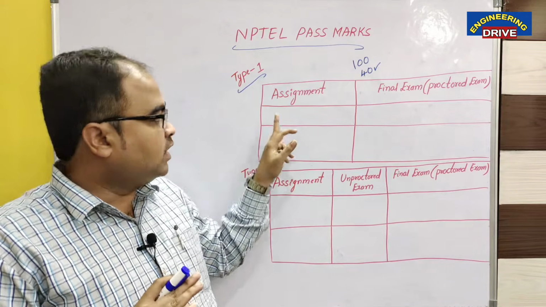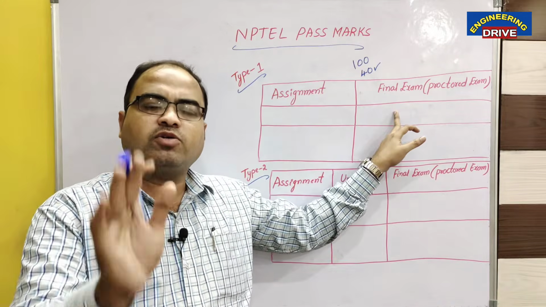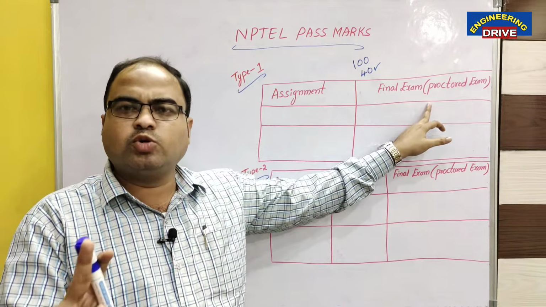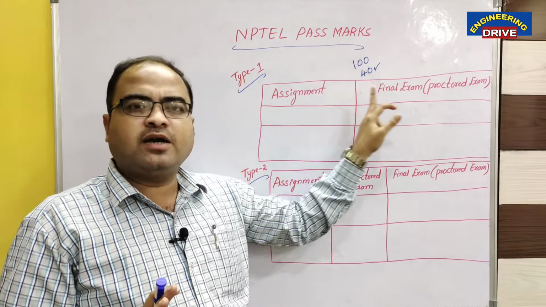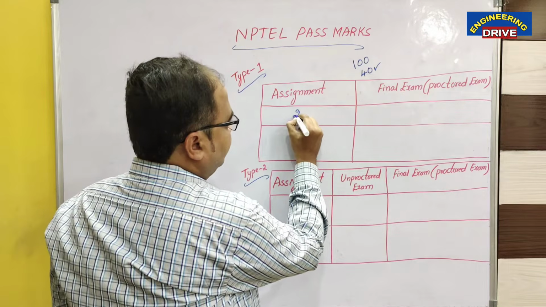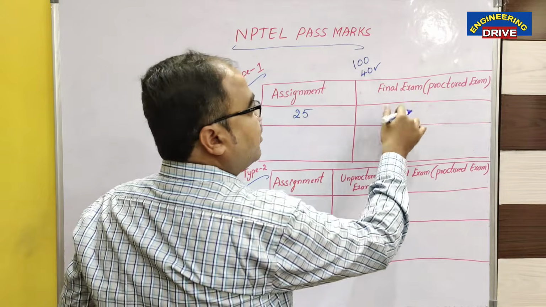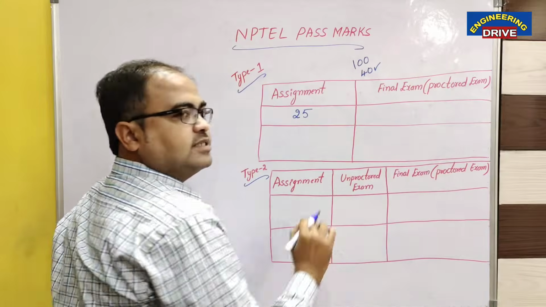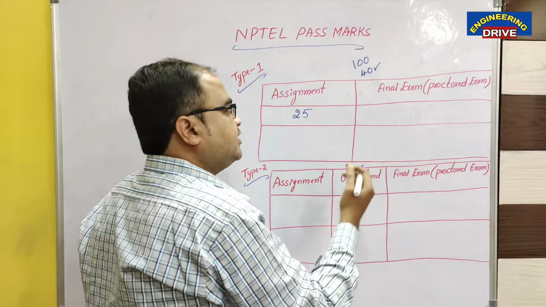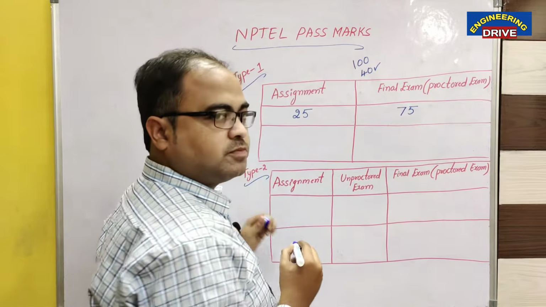Now see here. In type 1, assignments will be there, and then finally you need to write your main exam in the allotted center, that is not through online mode at home. Final exam: only two things in type 1, assignment and final exam. How many marks will the assignment be given, sir? All the assignments will be given for 25 marks, and the final exam, which is also known as the proctored exam, is the exam you write in the presence of an invigilator in the allotted center. This exam is for 75 marks.